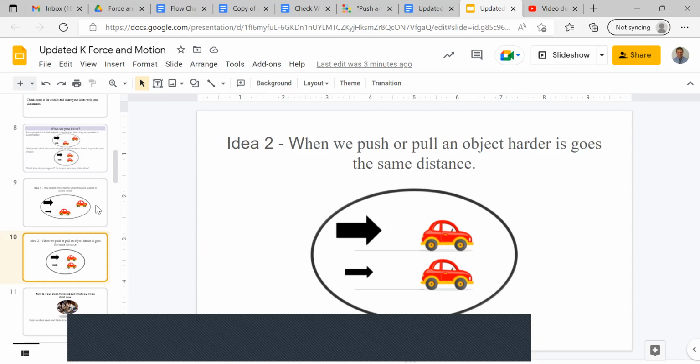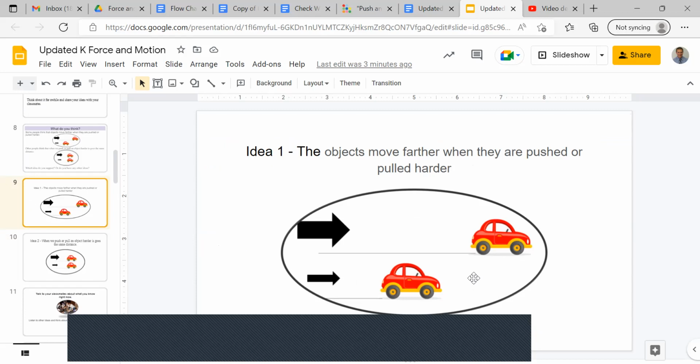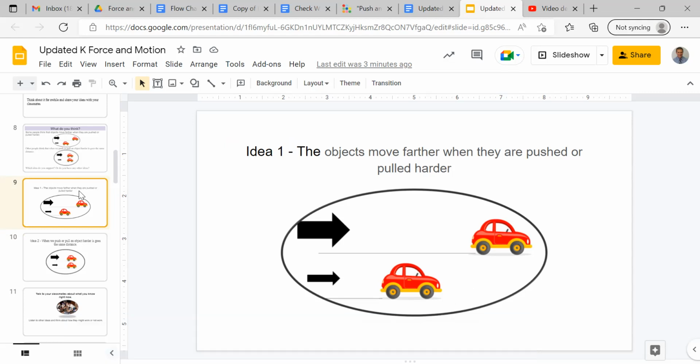Now, hopefully all the kids will coalesce around this idea, and that's okay. Who knows, you might have a few kids that think, no, they always go the same distance, even if you push it hard. But what you can do is present the second idea. You could say, okay, who has some evidence for this first idea? If you think this is the right idea, how do you know? And hopefully they'll say, well, we did it yesterday. When we pushed it yesterday, our car went farther. Or they could even show their data. They could pull out the page from the thinking log of, look, when we pushed and pulled it harder, it went farther than when we pushed and pulled it soft.